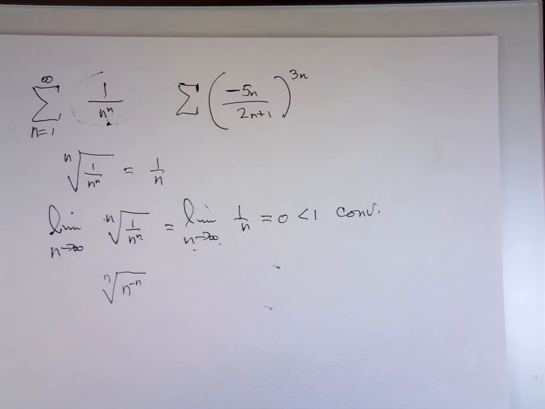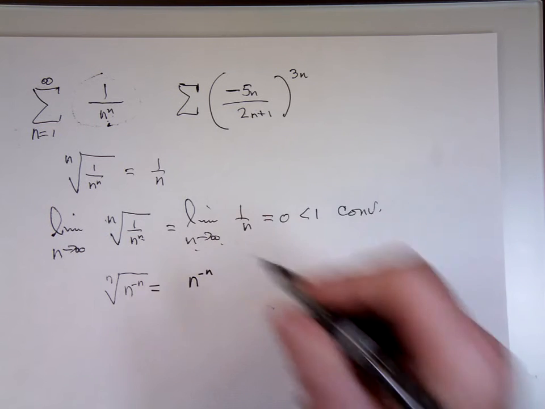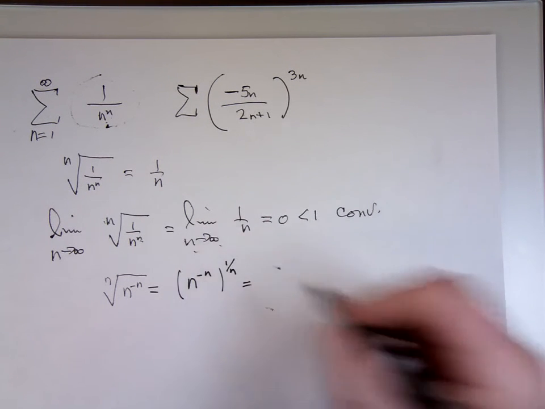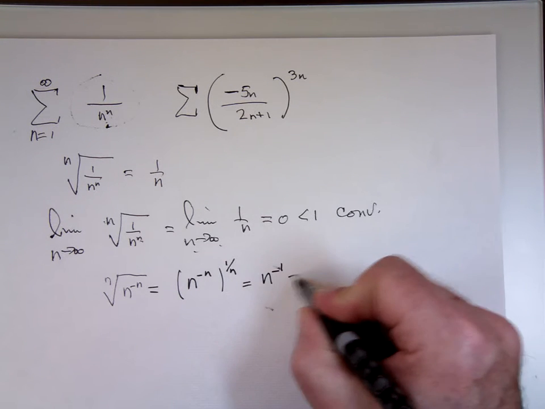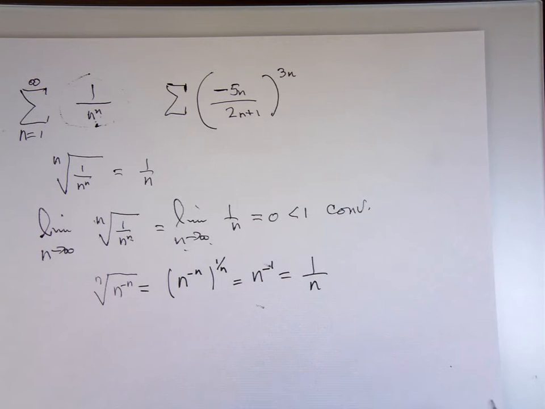I've been accumulating pens. Okay, this is equal to n to the opposite of n, to the 1 over n. What do you do with the exponents? Multiply exponents. Yeah, this one is better. And you get 1 over n, like I said. As n goes to infinity, that goes to 0, it converges.